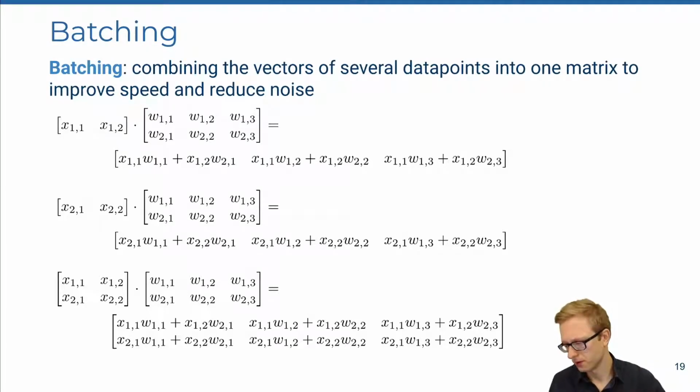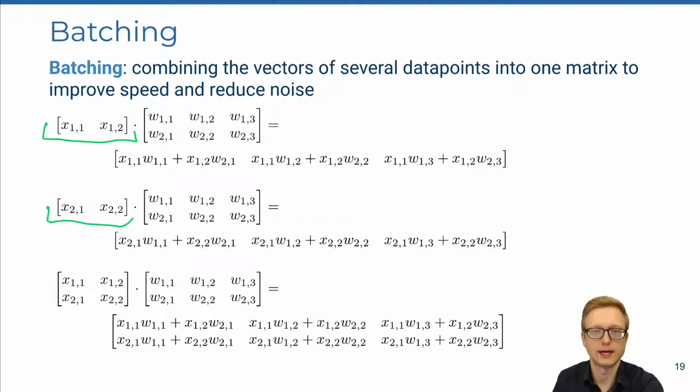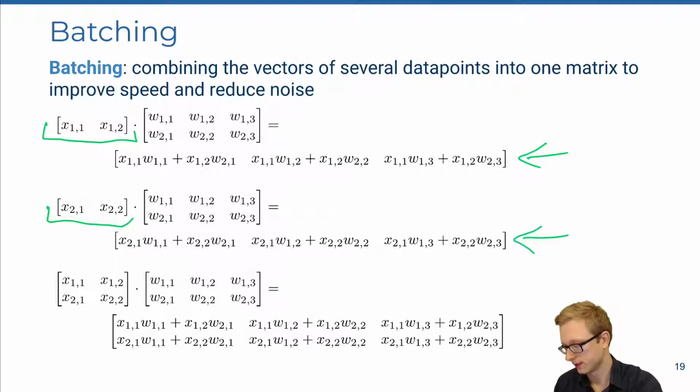So for example, if you look here, then we have the vectors of two data points. We have x1 here and x2 here. And both of these are multiplied with the same weight matrix, and they get their own output vectors. So this is the output of data point 1, this is the output of data point 2. And what we can do is we can combine these inputs together. We can stack both of these vectors into a matrix and then multiply it with this same weight matrix. This is the output that we get.